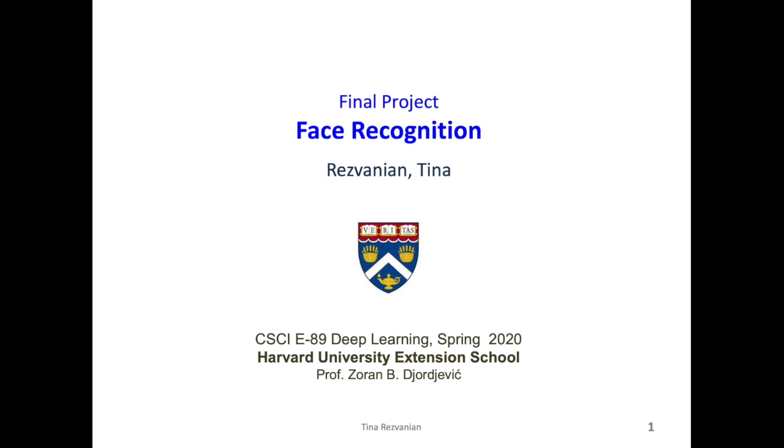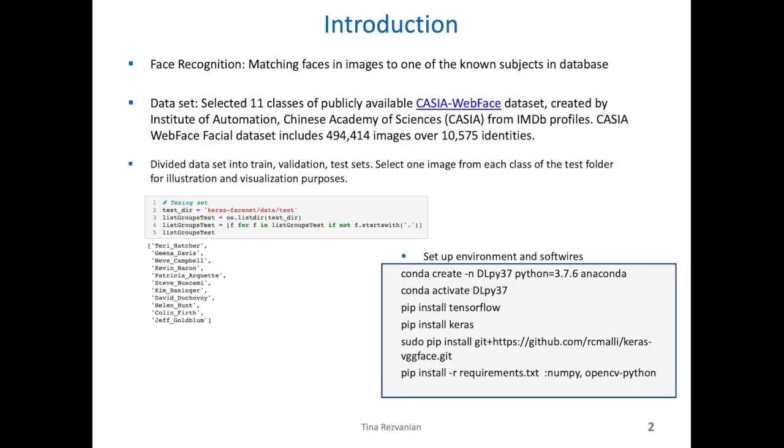Face recognition. We want to match faces in images to one of the known subjects in our database. I'm using 11 classes of the publicly available dataset called CASIA Web Face dataset that has more than 10,000 identities.